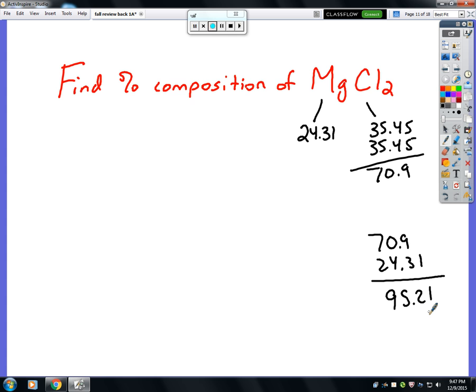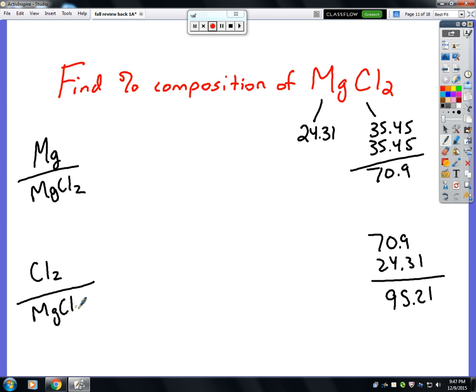Okay? So I'm going to do part. How much magnesium is in my magnesium chloride over the whole? How much chlorine is in my magnesium chloride? Now if you notice, this time I have two chlorines, don't I? So I need to include both of them. Here, I only had one of each. Here I have one magnesium, but two chlorines.